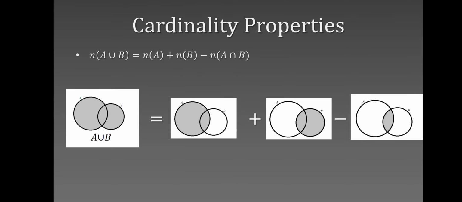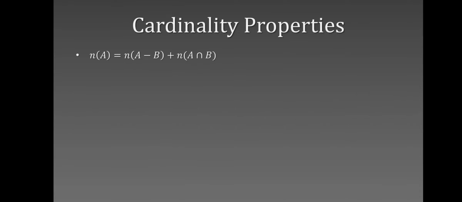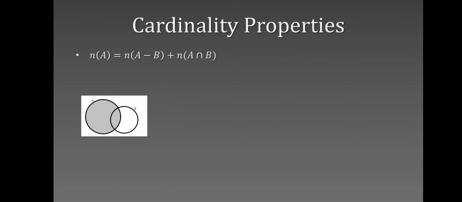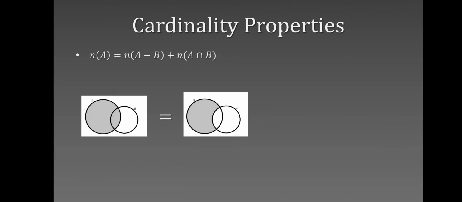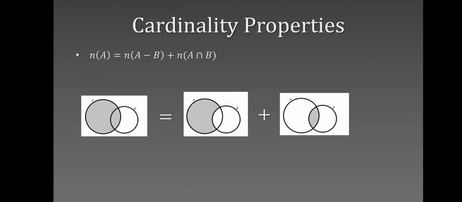Right? Next, let us take n of A equals n of A minus B plus n of A intersection B. So once again, let us see what is n of A. N of A means all the elements inside the set A, and this can be written as all the elements in A minus B. This is exactly your A minus B, all those elements which are only in A but not in B. And then if I add the A intersection B, this is obviously my A intersection B, right? So pretty clear for us to understand why it happens.